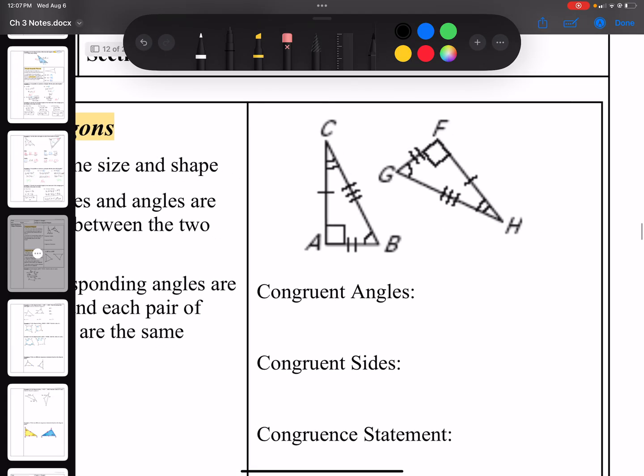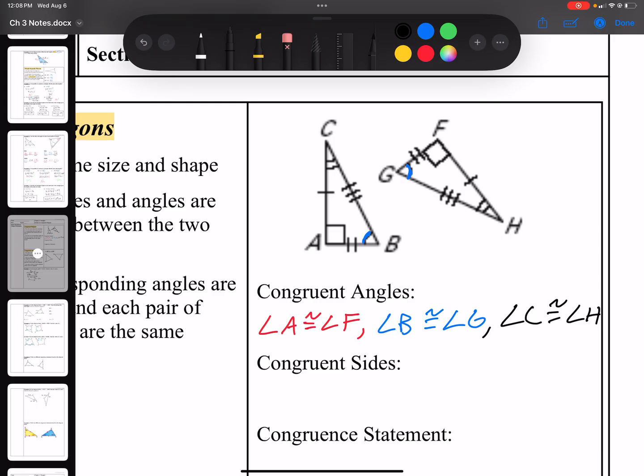So why don't we list out the angles that are equal? Well, every right angle measures 90 degrees, so right off the bat, I know angle A is going to be congruent to angle F. Angle B has 1 arc mark, so does angle G, so that means angle B is going to be congruent to angle G. And then last, the 2 arc marks are on angle C and on angle H. So those are the corresponding congruent angles.